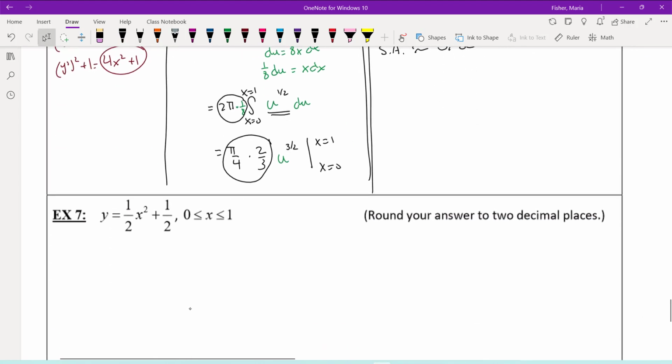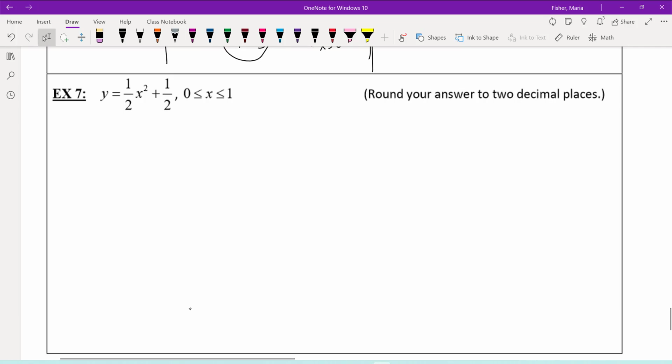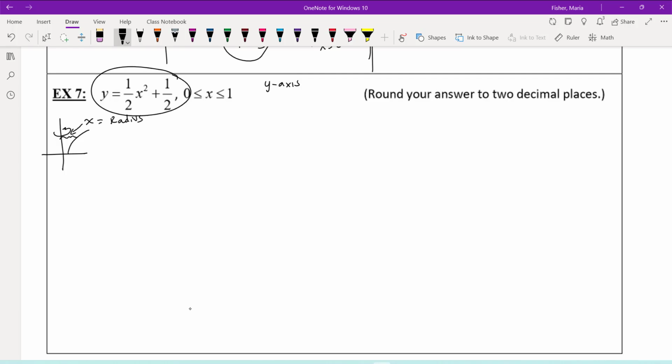Let's look at our last one, number 7. We're still revolving this around the y-axis, so just like we did before, go ahead and just draw this. We're looking at this, and we're looking at that revolved around the y-axis. The movement from there to there is an x movement, which means my radius is just x, and I keep it as x because I need it as a function of x because I'm given a function of x.